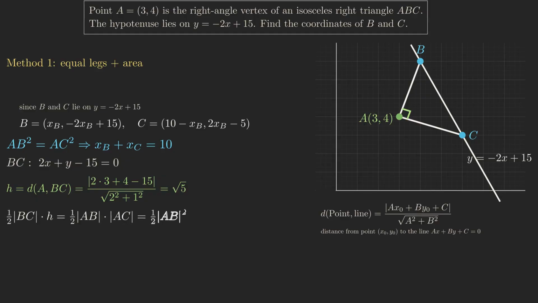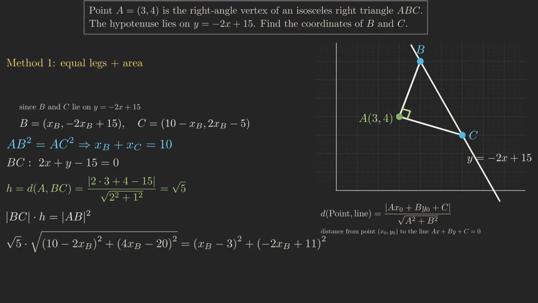Then we compare the area of the triangle in two different ways. This gives xb = 4, and then xc = 6. So the first method gives B = (4, 7) and C = (6, 3).